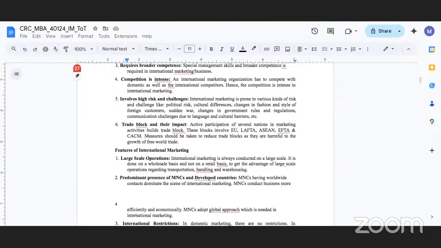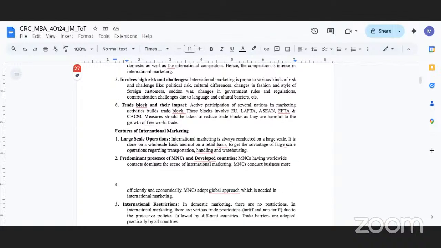Next one is trade blocs and their impact. So, several participation of nations involve the European Union, LAFTA, ASEAN, EFTA, and CACM. Now these are various blocs that have been designed by different countries coming together to help in free world trade, and they operate in specified countries or particular geographies only. Like, for example, European Union or Latin American, etc.